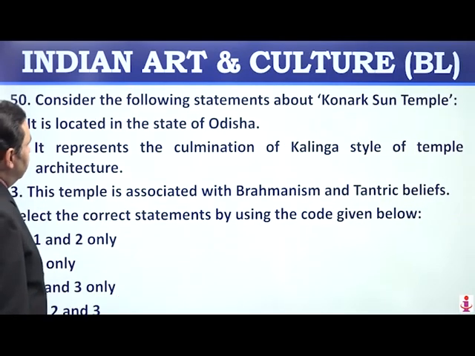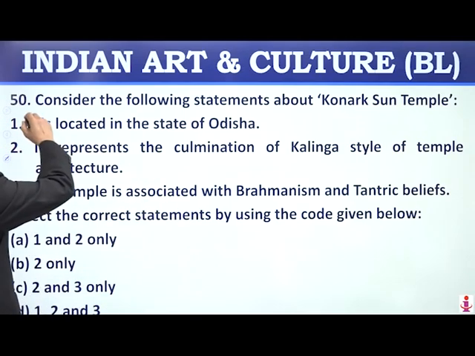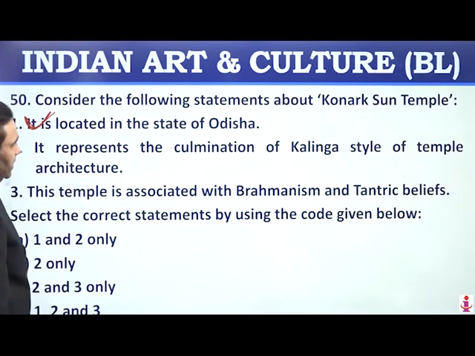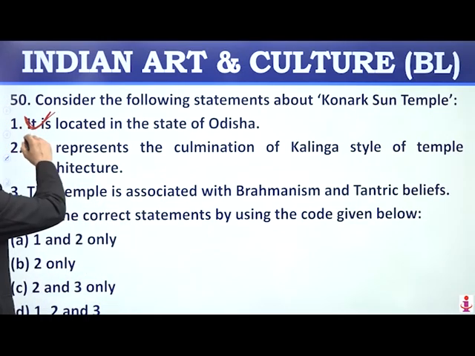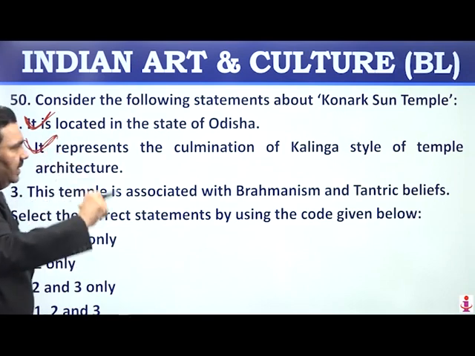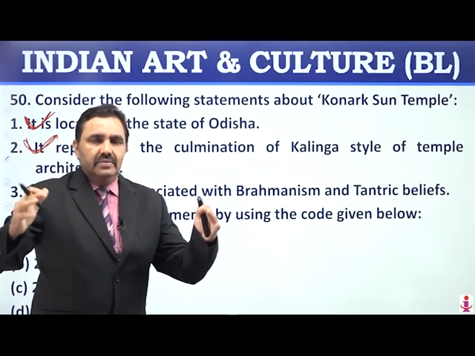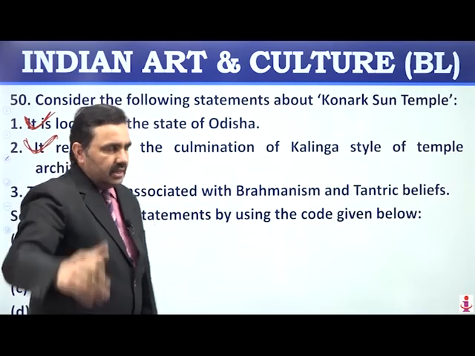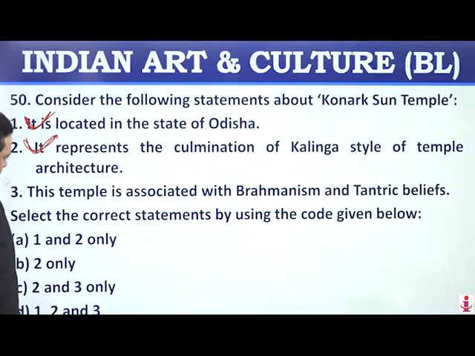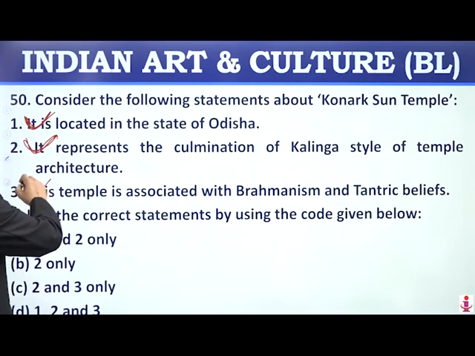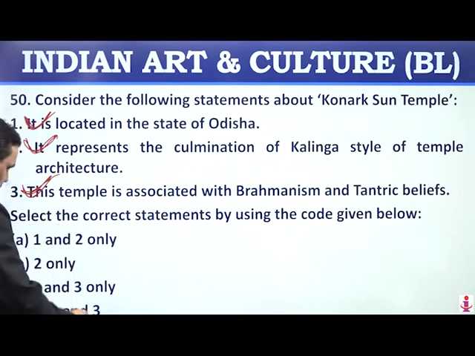50. Consider following statements. Konark Sun Temple. It is located in Odisha, Konark, at sea coast. It represents the culmination of Kalinga style of temple architecture. It is the finest example of Kalinga style, a variant of Nagara style which manifested itself in Odisha or Kalinga region, Konark Sun Temple. This temple is associated with Brahmanism and Tantric cult, Tantric rituals or beliefs. Correct? All three are correct here. Option D, 1 to 3.